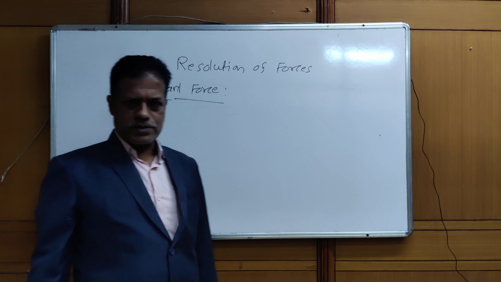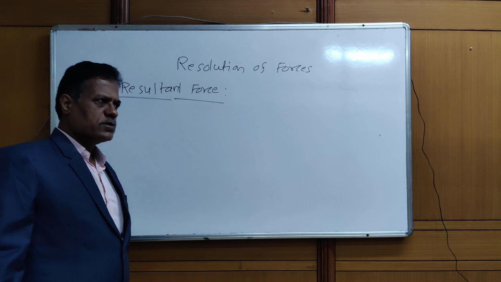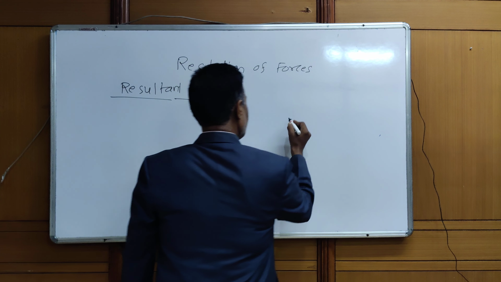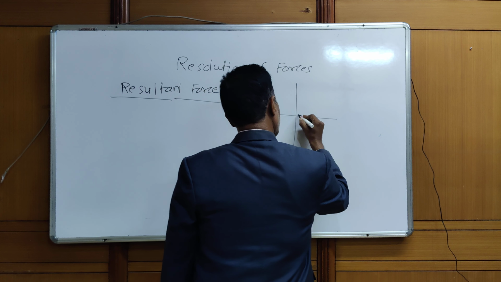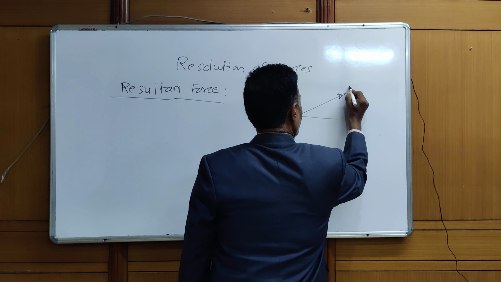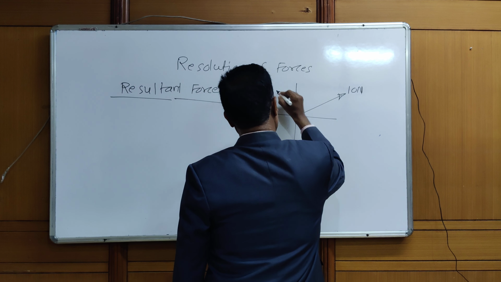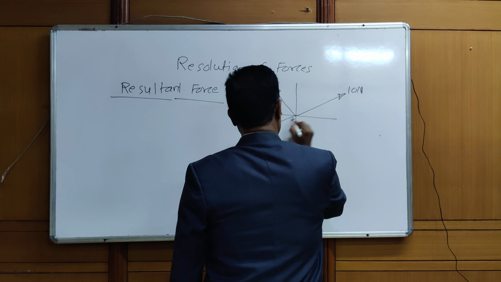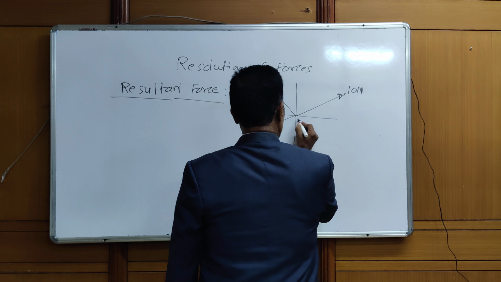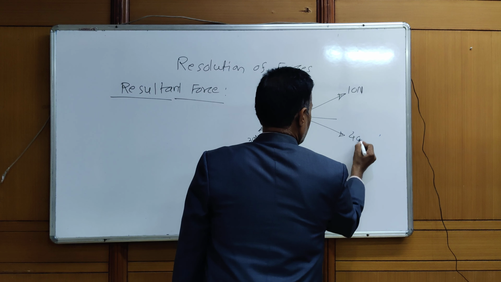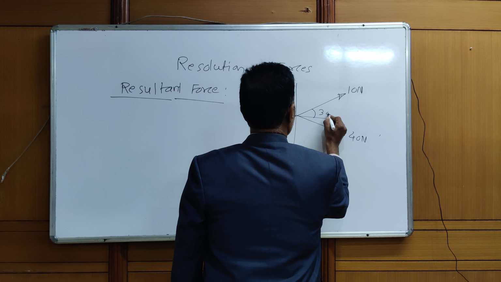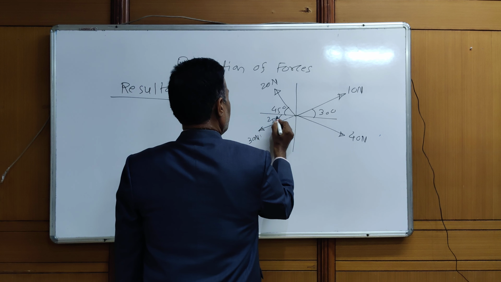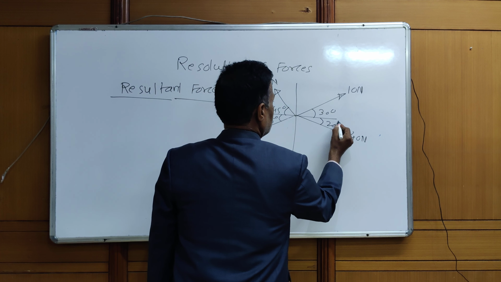Resultant of a number of forces acting on a body is a single force which can produce the same effect as is produced by the number of forces acting together. Suppose we have forces of magnitude 10 Newton, 20 Newton, 30 Newton, 40 Newton, and these angles are given, say 30 degree, 45 degree, 25 degree, 20 degree.